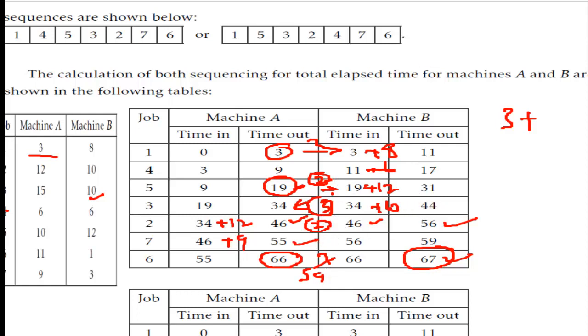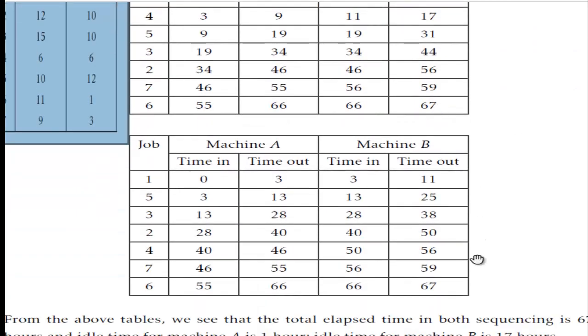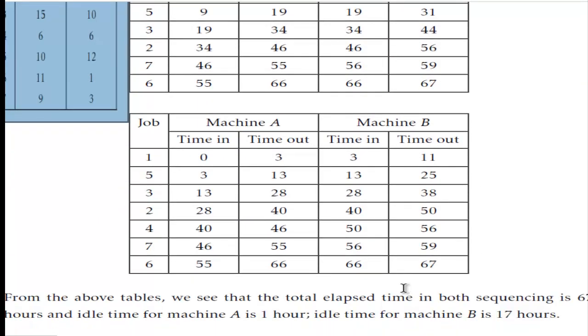Okay, and same way you can calculate if I have gone for this sequencing. So for that, this is a table, you can work it out yourself. And then you will see the idle time for machine B is 17 hours, and for A it is 1 hour. And when you calculate from this table, you will see in both cases the total elapsed time is 67, and for A it has to wait only 1 hour, and for B it has to wait for 17 hours, because 7 here, then 3 here, and so on and so forth.